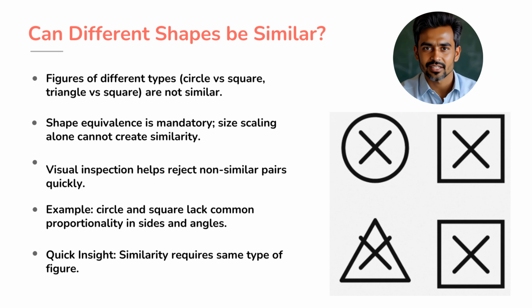So here's the quick insight: similarity requires the same type of figure. Only triangles can be similar to triangles, squares to squares, and circles to circles. And that's why, before applying similarity tests, the first thing we check is whether the figures belong to the same family. In the next lesson, we'll see how triangles, in particular, give us rigorous criteria like angle, angle, angle, and side, side, side to decide similarity.